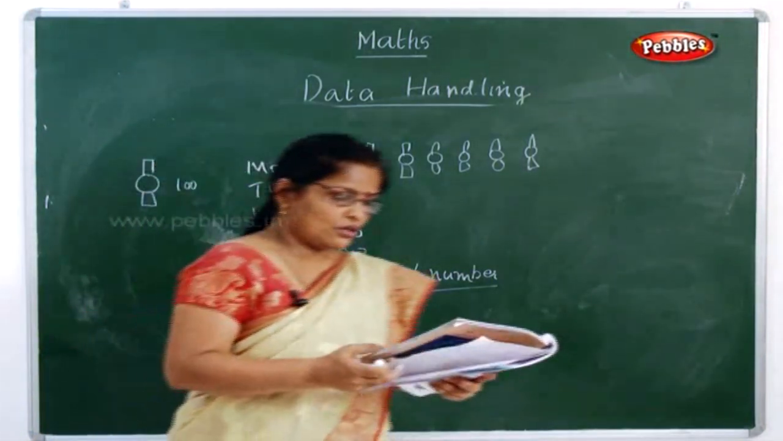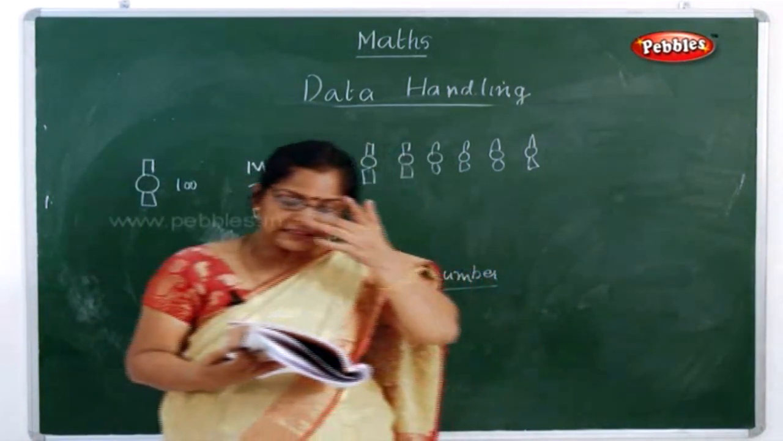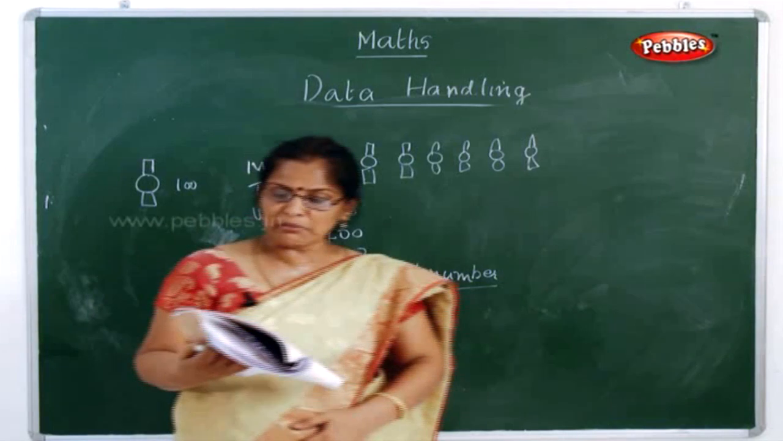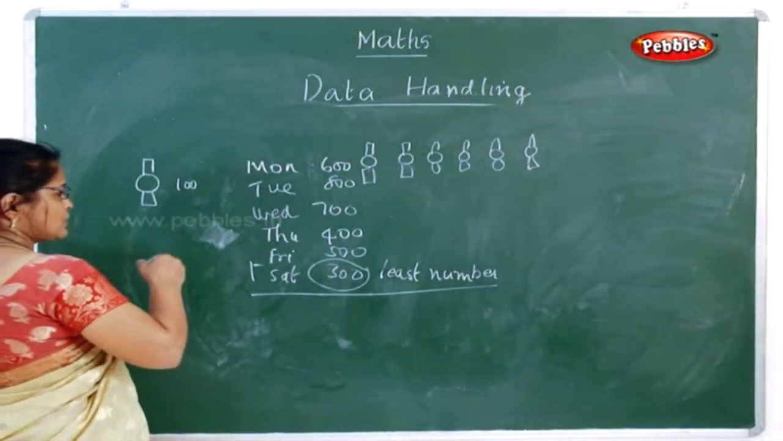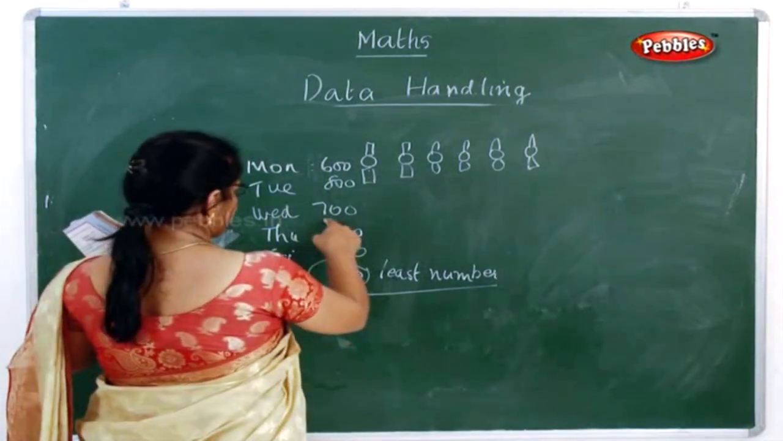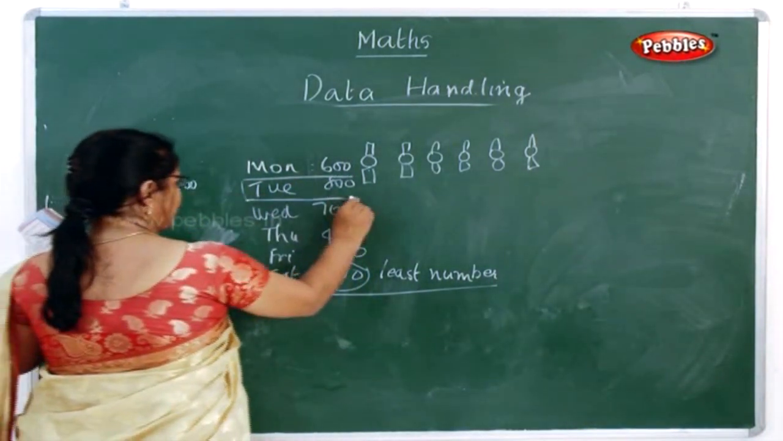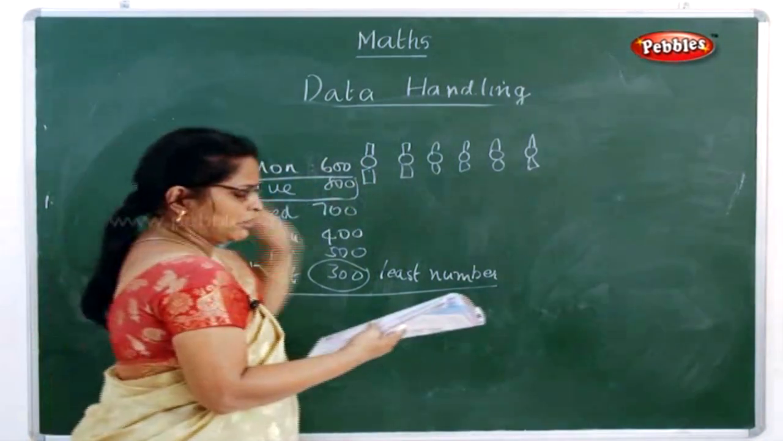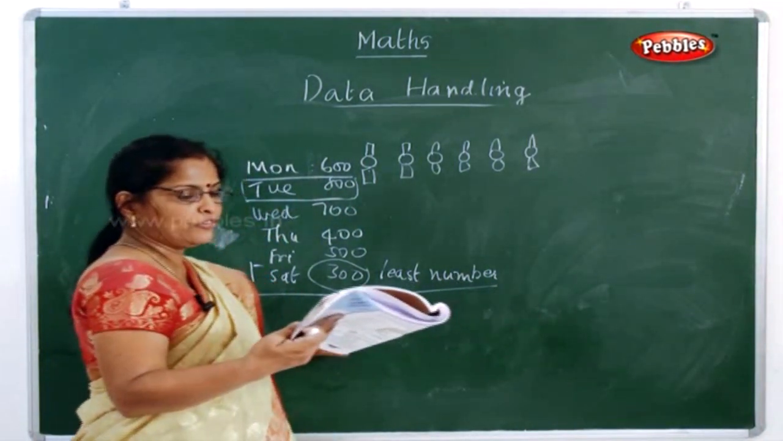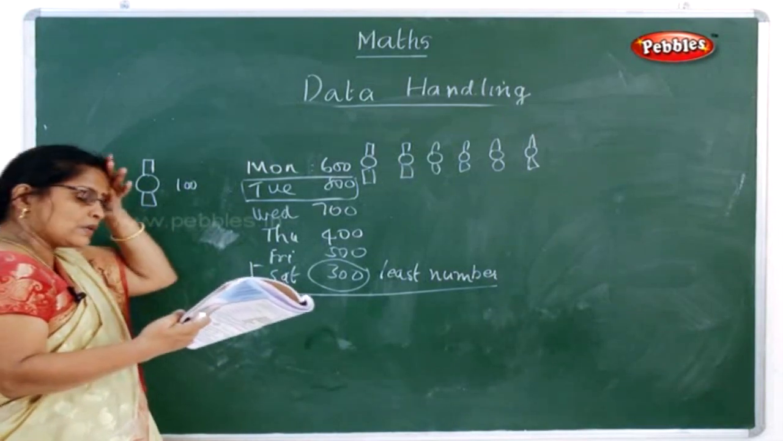Now second question. On which day the maximum number of wrist watches were manufactured? So maximum number where the number of wrist watches were manufactured? 400, 700, 800. So that means what you have to write? Tuesday. Tuesday only, on that day only, there were maximum number of wrist watches manufactured. Now, what is the next question?